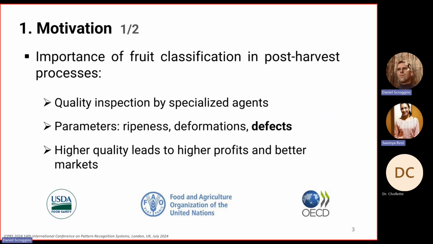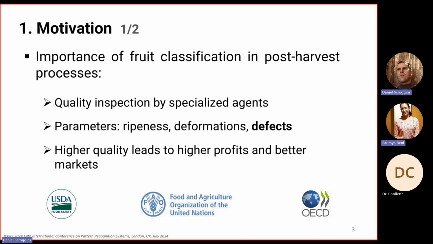We discuss the importance of classifying fruit correctly in post-harvest processes. For example, the quality inspection is done by specialized agents. This process is evaluated manually by a specialized person with experience and training in the subject. The fruit quality inspection involves assessing ripeness, deformation, and defect, and the higher quality leads to higher profit and better markets.